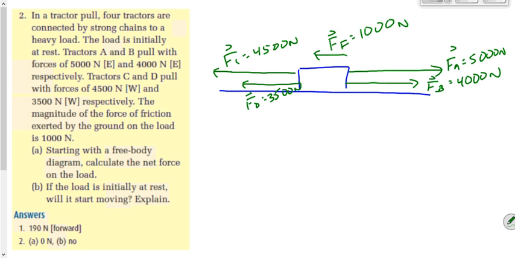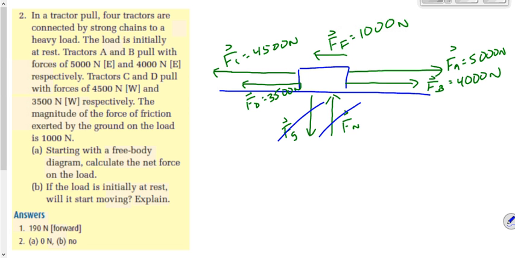Now, what comes next? Do we have any other forces? We do. Yeah. I'm not sure what the value of the gravity and the normal force are, but we do know that they balance each other. So it doesn't really matter too much. What's the next step?